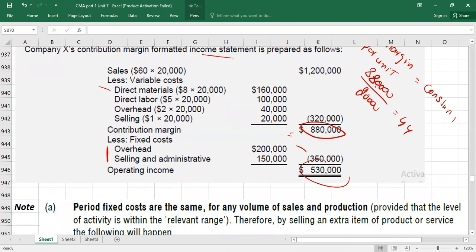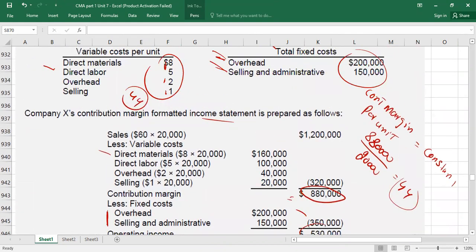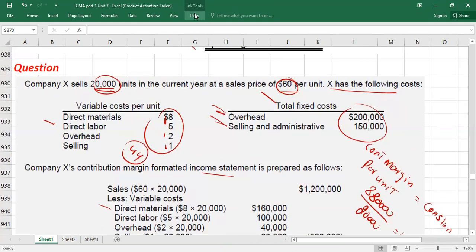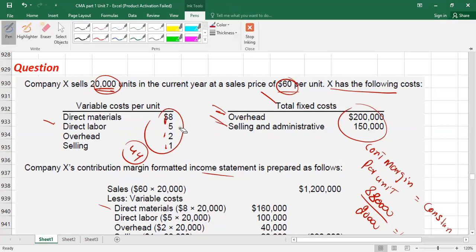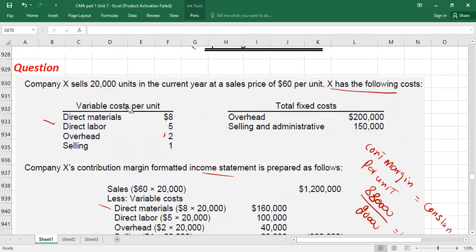Can I change the question? Can you tell me the exact value? 80,000 divided by 20,000, how much is it? 44. Okay, this is 44 contribution margin per unit. Now I'm asking you the question. With the same data, and I want you to do the shortcut way, and I'm going to guide you, don't worry. Instead of 20,000 units, the company is going to sell 25,000 units. Tell me what will be the net profit?